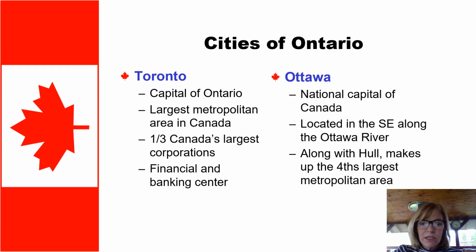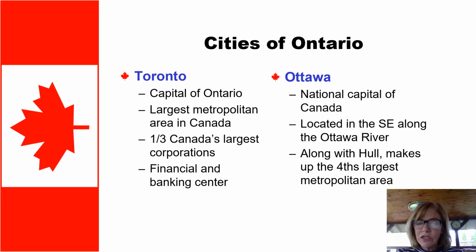All right, so if we look at the cities in Ontario, Toronto, it's the capital, right? But Ottawa, that's the nation's capital that is in there. It's unlike here in the United States where Washington, D.C. is not in a state. They do have their nation's capital in a province.